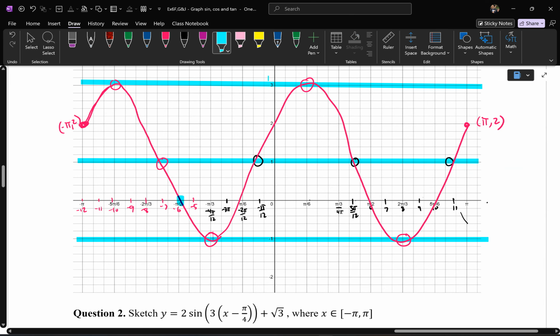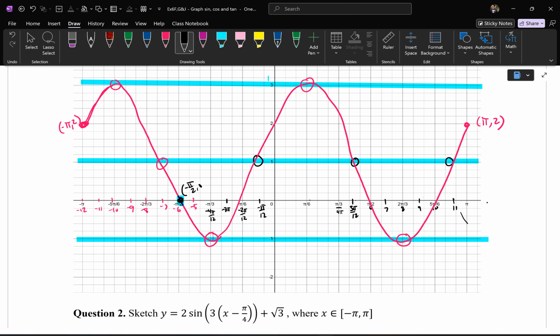So right there, that's your x-axis intercept. Right here, negative pi on 2, 0. Next one, negative pi on 6, 0. Next one, pi on 2, 0. And then finally, 5 pi on 6, 0. And my y-intercept was at 0, 2.